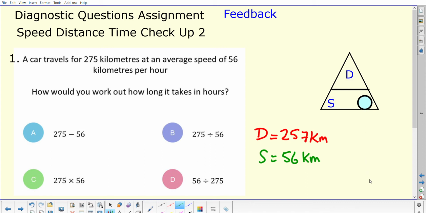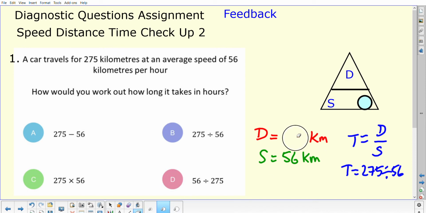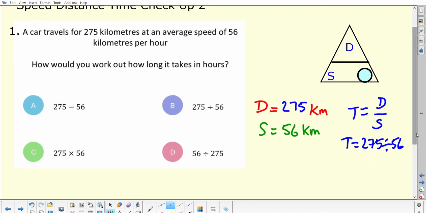So if you cover up the time in the formula table, you will see that you should then be doing distance over speed. That means distance divided by speed. So you would be looking for that to be 275 divided by 56. Okay, just realised I've written that the wrong way around. Right, so 275 was our distance. So 275 kilometres divided by the speed. So the answer that we should be looking for there was answer B.